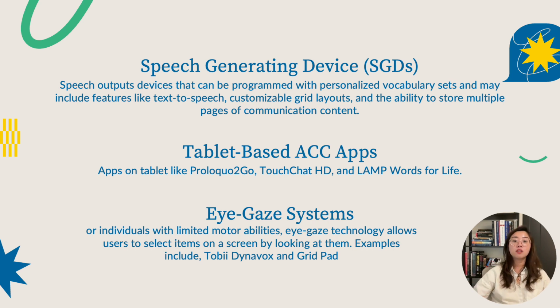Third is our most advanced, which is the eye gaze system, and it's usually for individuals with limited motor abilities, and sometimes developmental delay can also come in conjunction with motor difficulties. Eye gaze technology allows users to select items on the screen by looking at them, and systems like Tobii Dynavox, which we're going to talk about later, and GridPad offer eye gaze compatible devices that enable users with severe physical disabilities to communicate effectively.